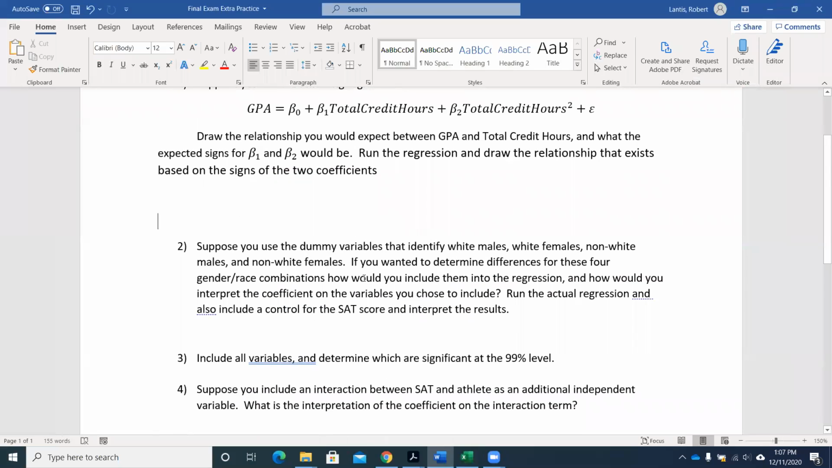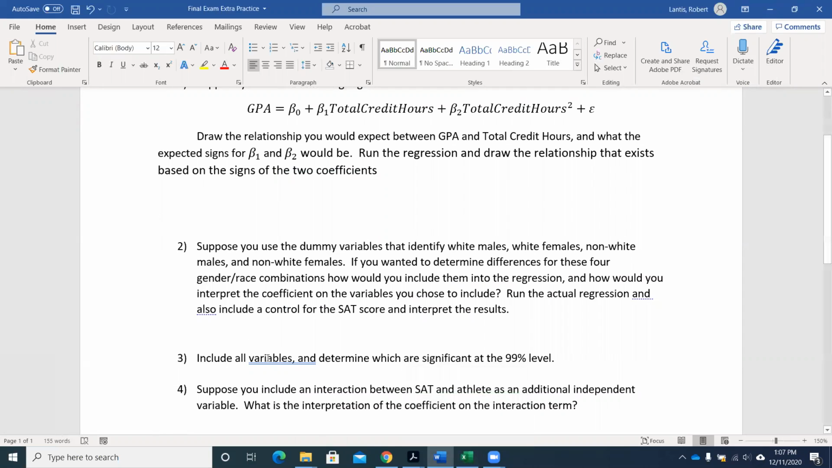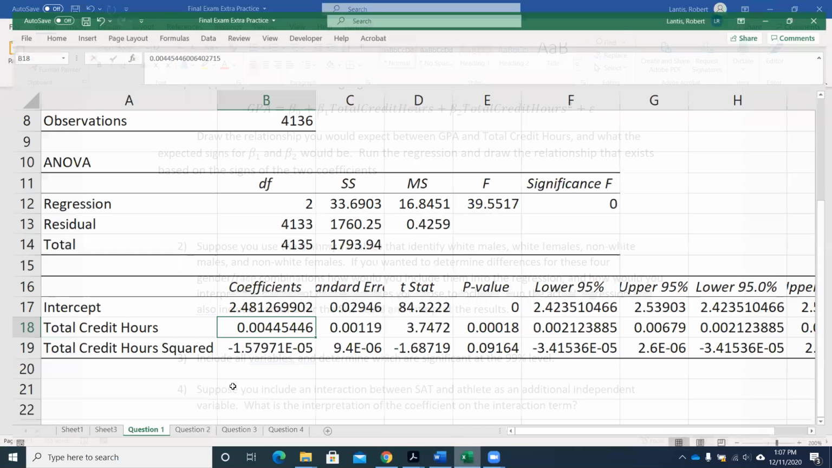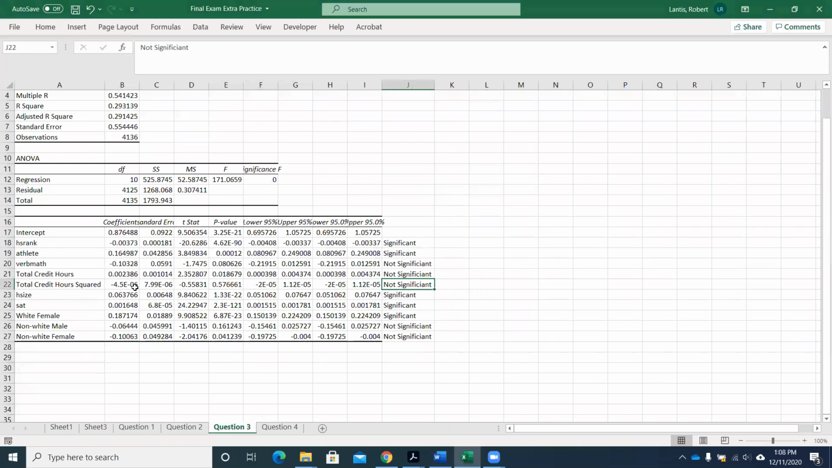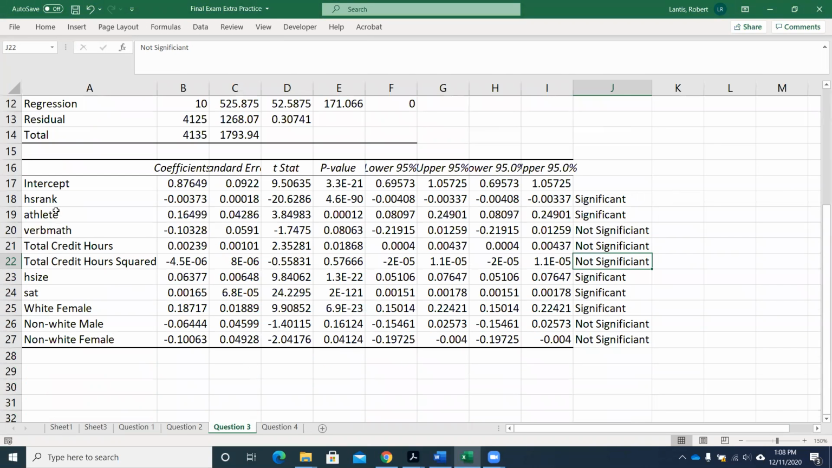So the next thing I want to make sure we go over, well, we'll go to 3 first and then come back to 2, because I think it will take a little bit less time on 3. If I included all the variables I have as independent or control variables on the right-hand side, which are significant at the 99% level. So in question 3, I ran this regression in Excel, where I basically selected every single independent or X variable I had information on.